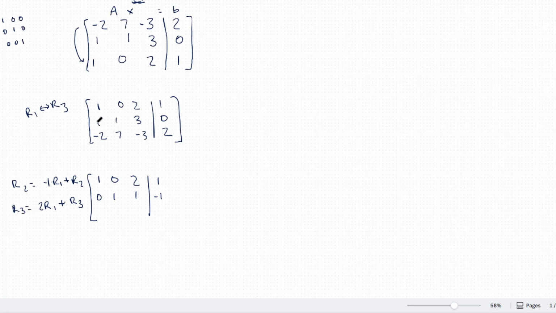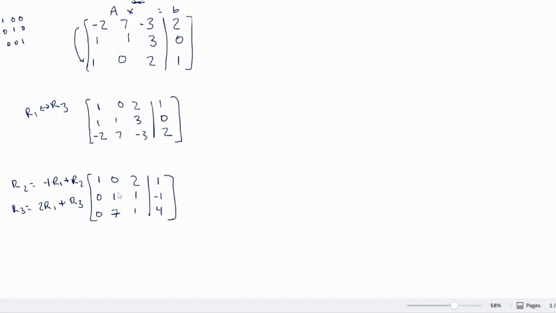And for our third row, we're going to have 2 times 1 is 2, plus negative 2 is 0. 2 times 0 is 0, plus 7 is 7. 2 times 2 is 4, minus 3, we have 1, and 2 times 1 is 2, plus 2 is 4.